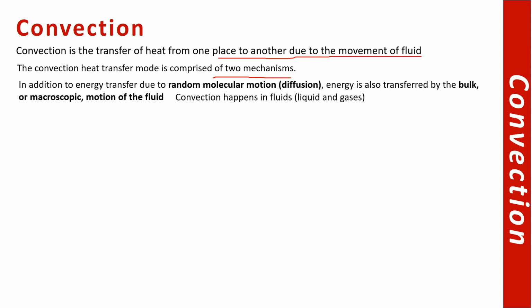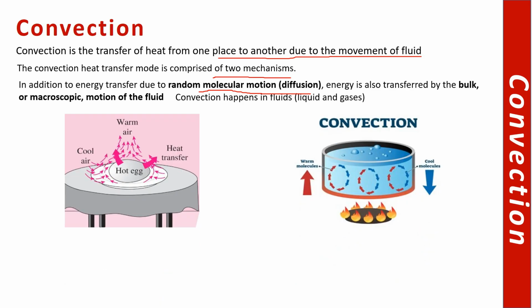There is a random molecular motion, due to which molecules move from a higher temperature gradient towards the lower temperature area or gradient. And the second one is the macroscopic motion, or the bulk motion, the motion of the molecules by itself, not due to the random motion, but with the flow of the molecules. And this happens only in fluids.